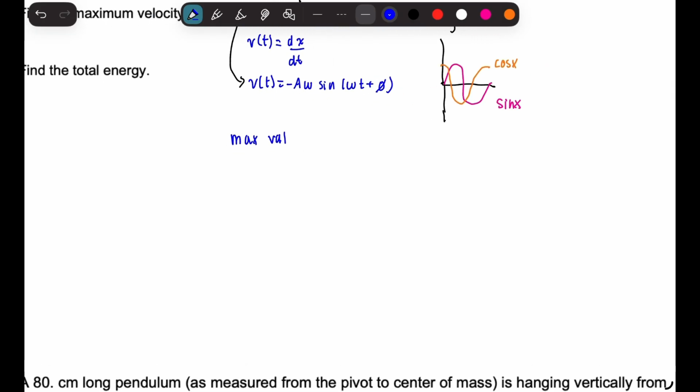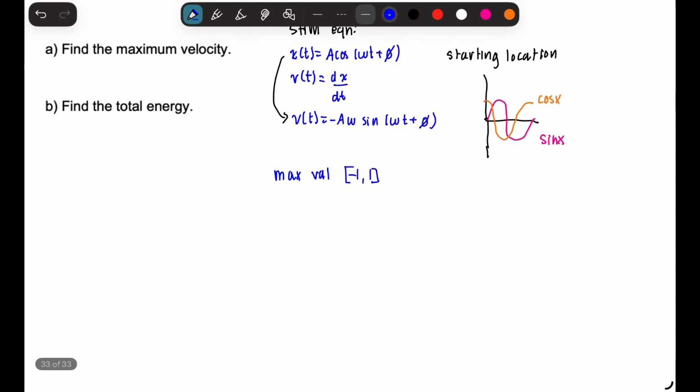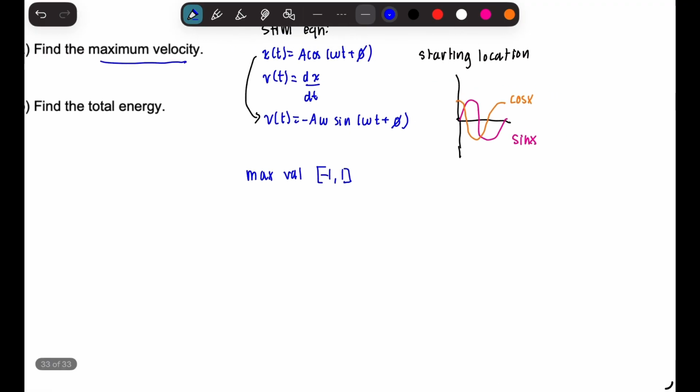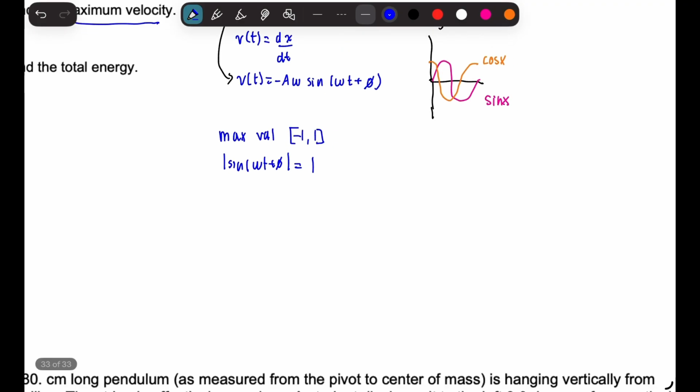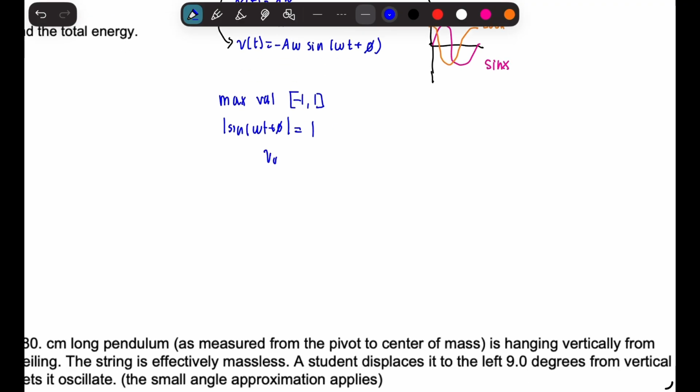We know that sine ranges from -1 to 1, and our maximum magnitude, which we're going to use to find our velocity, sine omega t plus your angle, that's just going to be 1, as you can see here. The absolute value of that is going to be 1. So your V max is equal to your amplitude times your omega.